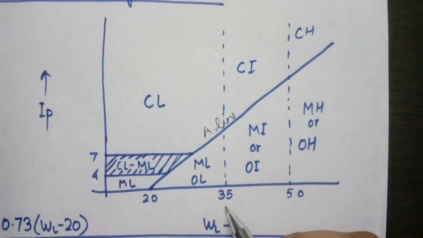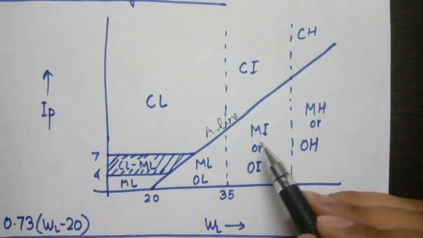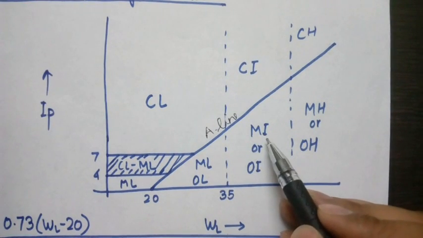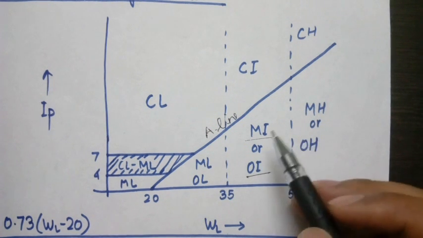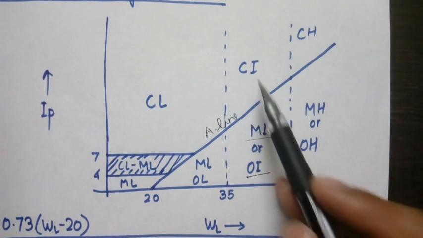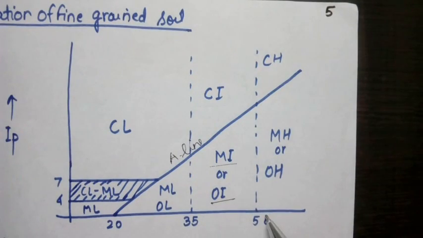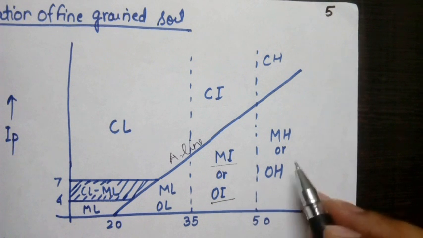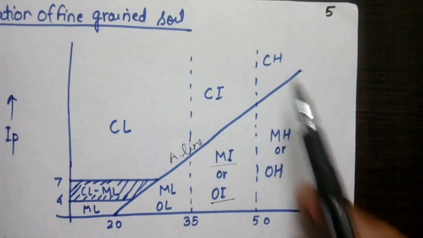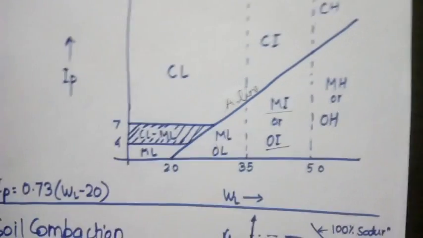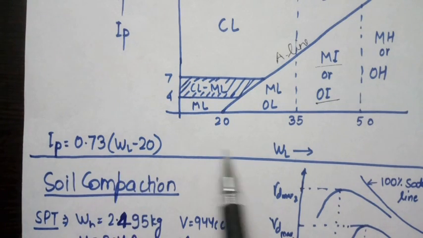When liquid limit is between 35 to 50 and the plasticity lies below the A line, then this is silt of intermediate plasticity or organic soil of intermediate plasticity. If the plasticity index lies above the A line, then it is called clay of intermediate plasticity. For liquid limit greater than 50, silt of high plasticity or organic soil of high plasticity, and clay of high plasticity lies above the A line. Now the formula for IP at the A line is 0.73 times WL minus 20.